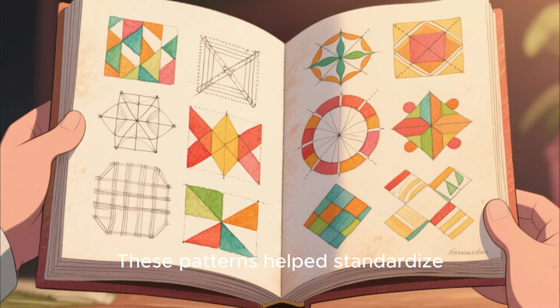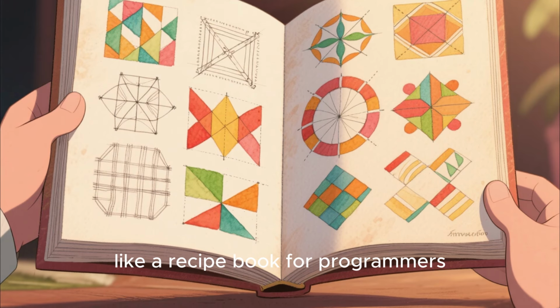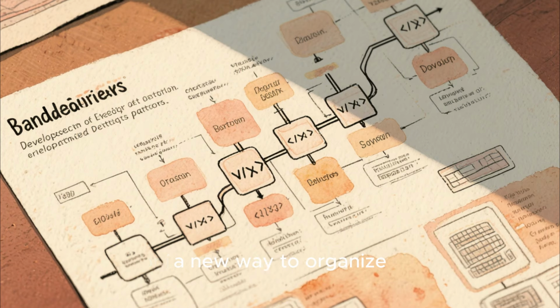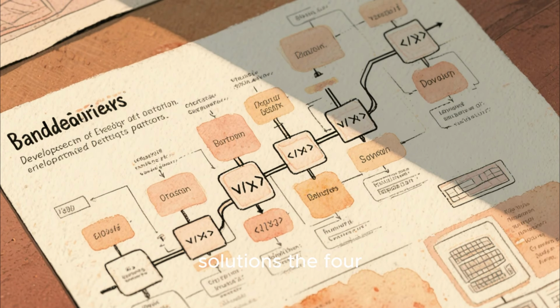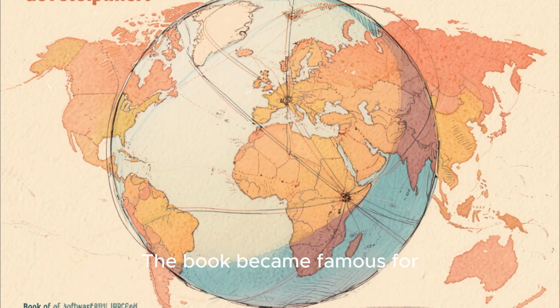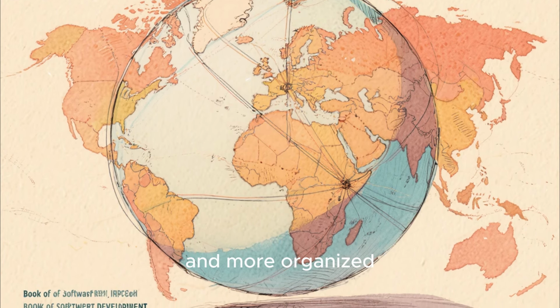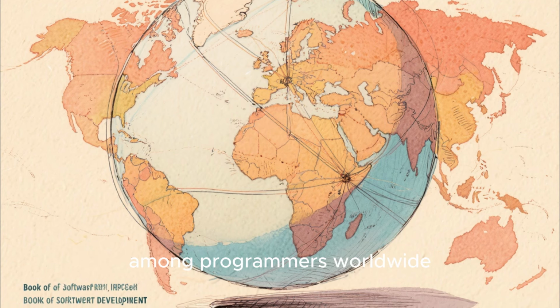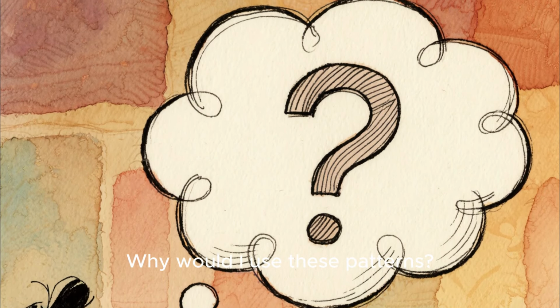These patterns help standardize the way design problems in software are solved, like a recipe book for programmers. For instance, instead of creating a new way to organize code every single time, developers began to apply the solutions the 4 authors had written. The book became famous for making the software development process simpler and more organized, in addition to creating a common language among programmers worldwide. Now, you must be asking yourself, why would I use these patterns?